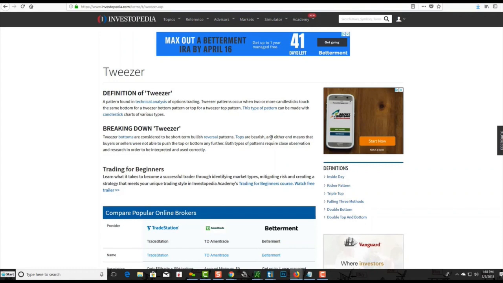This type of pattern can be seen with candlestick charts of various types. Breaking down the tweezer: tweezer bottoms are considered to be short-term bullish reversal patterns. Tops are bearish. In either case, it means that buyers or sellers were not able to push the top or bottom any further. Both types of patterns require close observation and research in order to be interpreted and used correctly. So I'm going to show you several different examples.